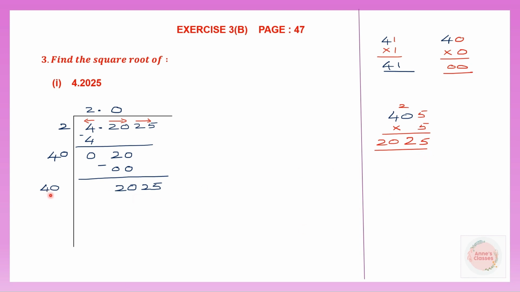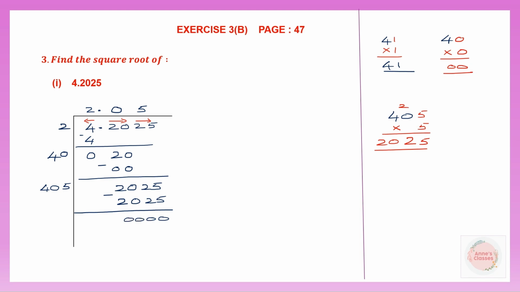That means next to 40, I have to put the number 5. So let me put that number 5 here and 5 here. So 405 is the number now. That into 5 will give us 2025. Next step we minus. So when you minus this, you get 0.